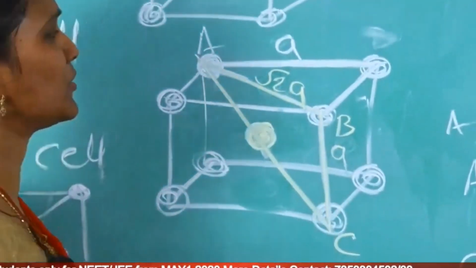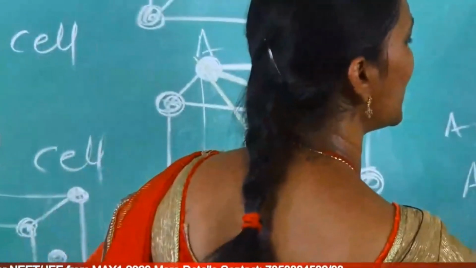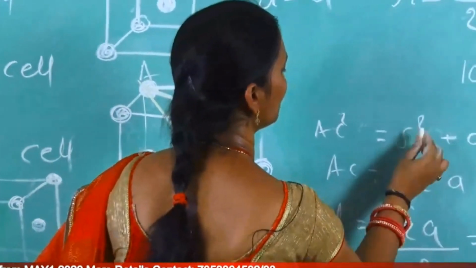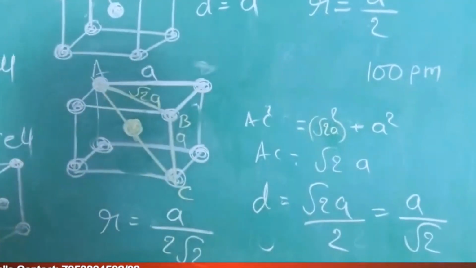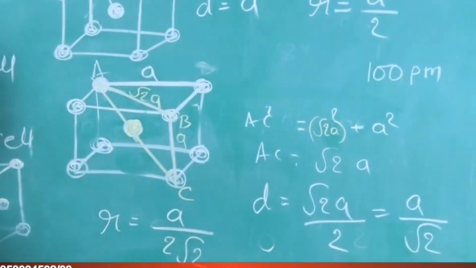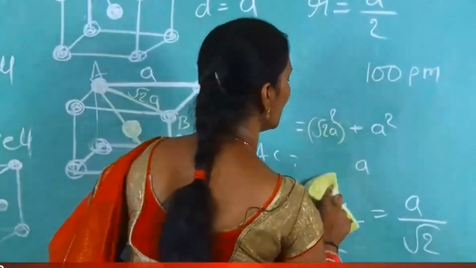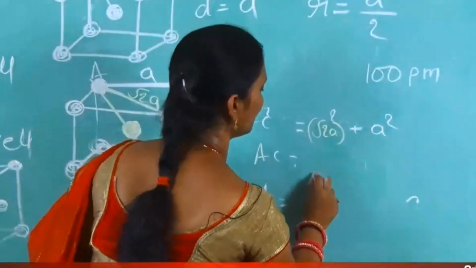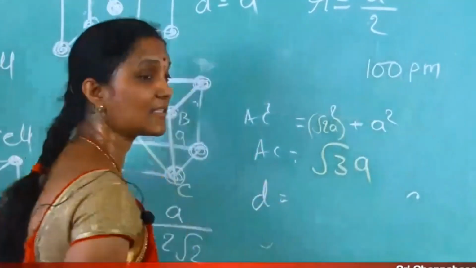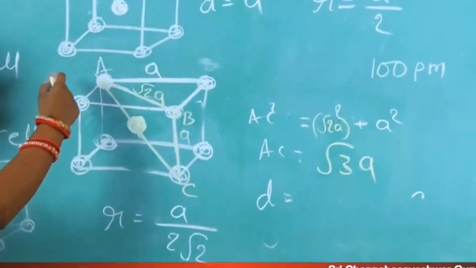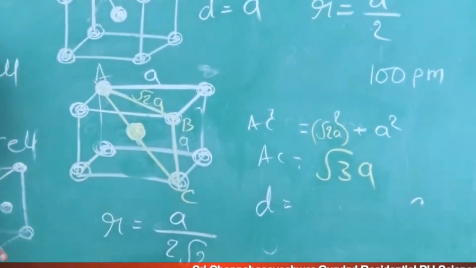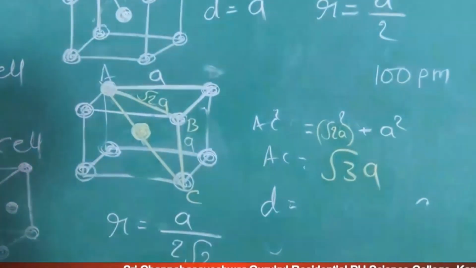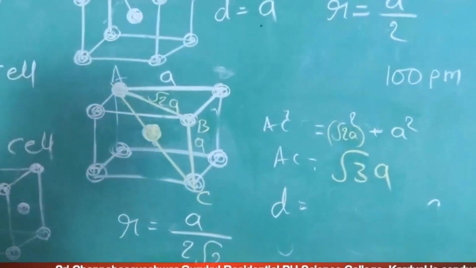Now it is equal to: one is root 2A, and another is A. So it is equal to root 3A. Yes or no? Root 3A. One length is root 2A, another length is A. Now this body diagonal, how much are we getting? Root 3A. Body diagonal. But we don't want the full body diagonal.